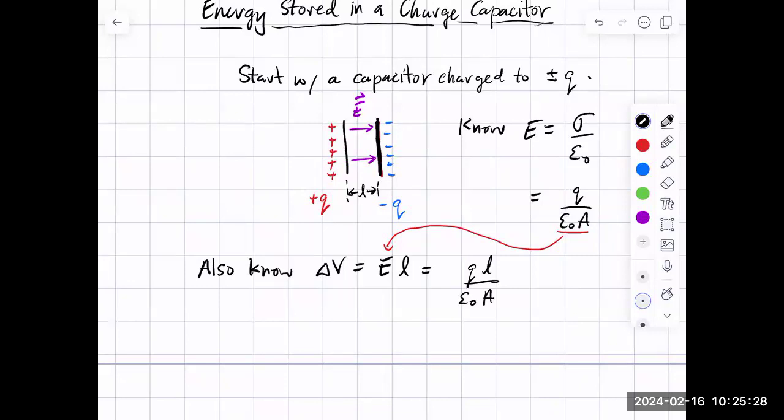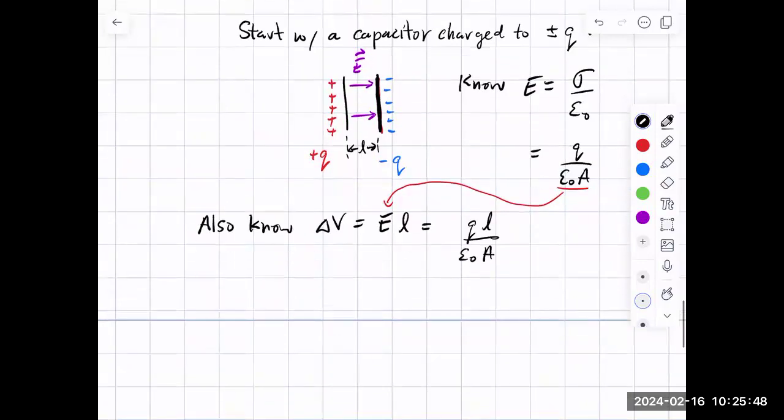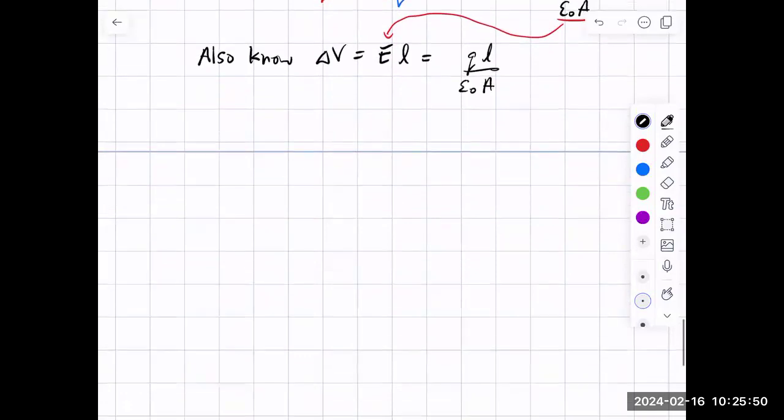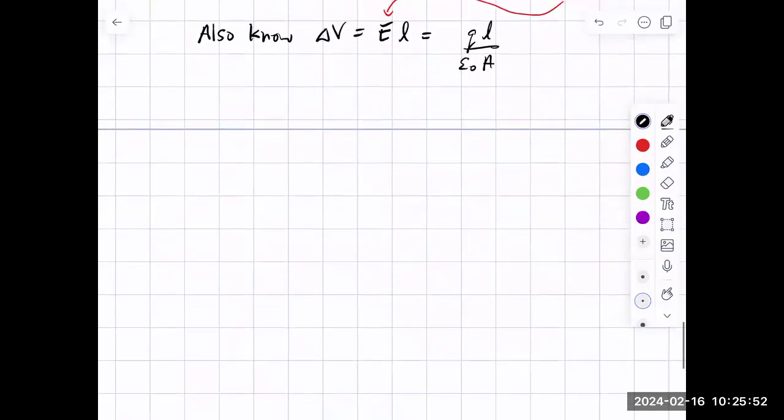And each time you move a little bit more charge, the electric field gets bigger and bigger and bigger. And so the amount of work you have to do gets bigger and bigger and bigger. And so it costs more and more energy. Okay, so that's kind of the idea behind this calculation that we're going to do. Okay, so let me draw this picture a little bit bigger. I'll keep this expression up here.